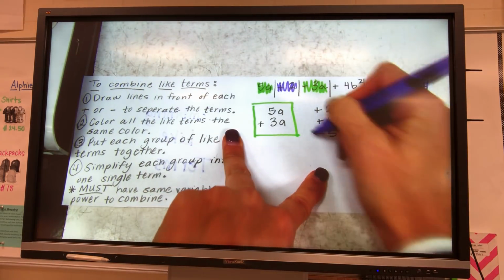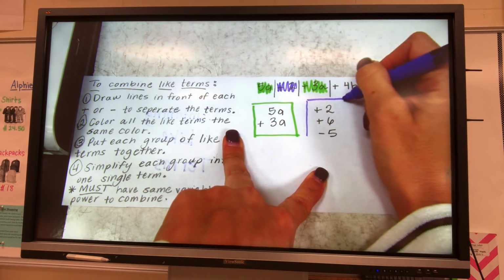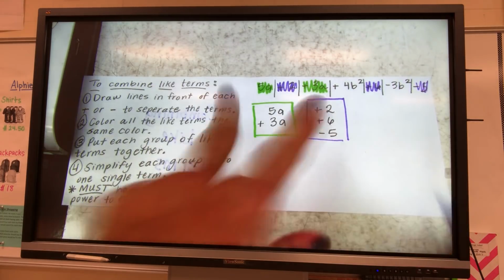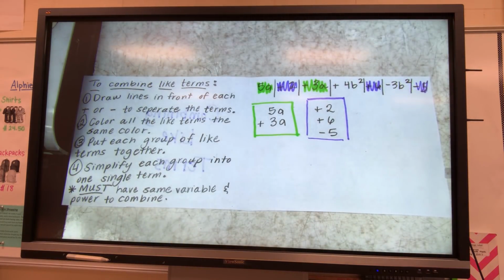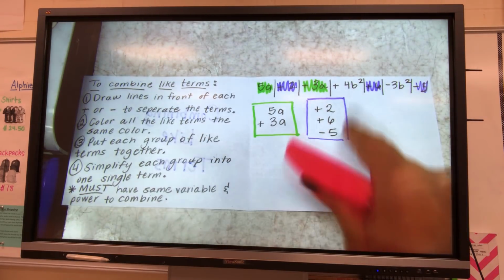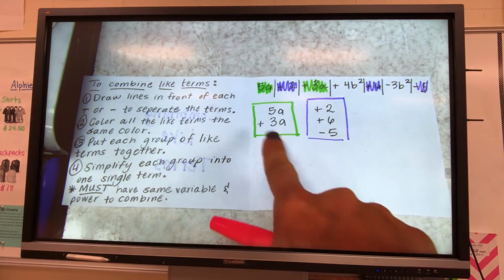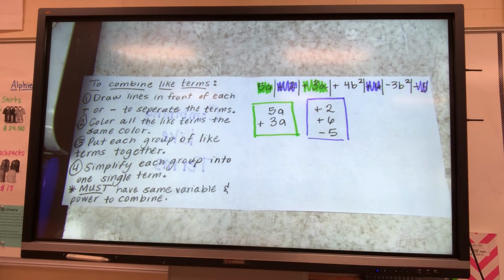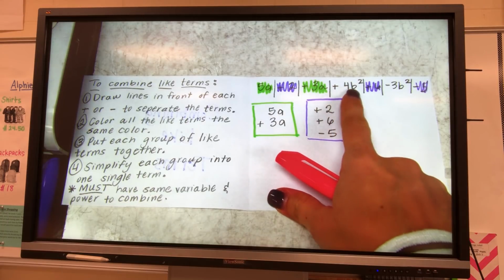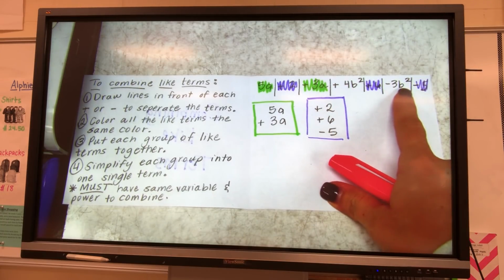With my purple, or whatever color you chose, box it out. And now with our new color, we're going to go to the next one. Positive 4b squared. Well, b squared is this number's last name. So I have to find other b squareds, which I have one right here.